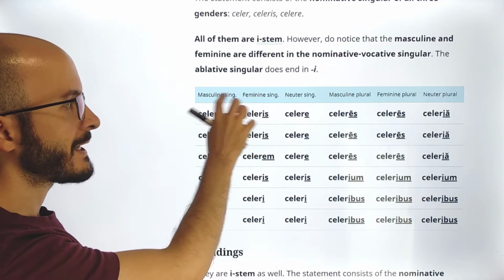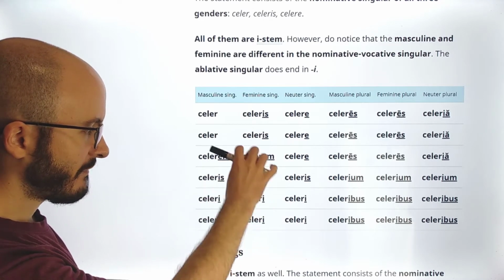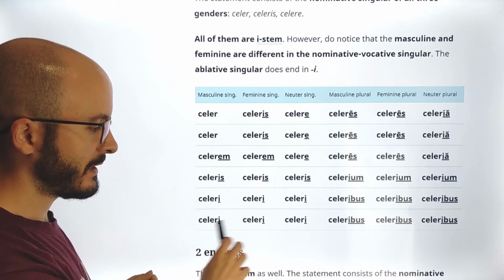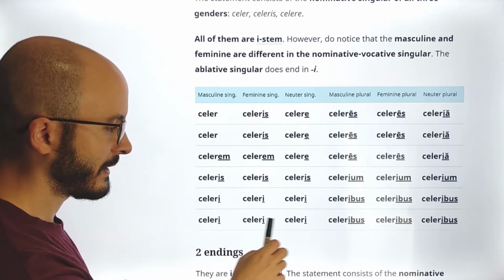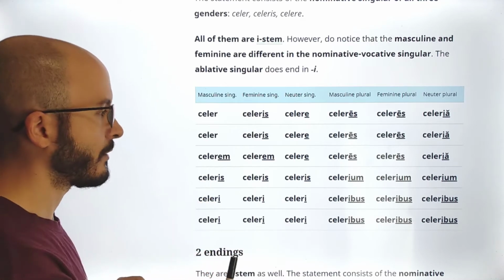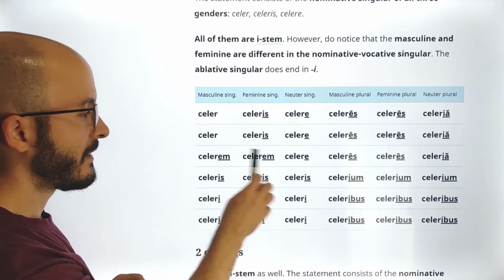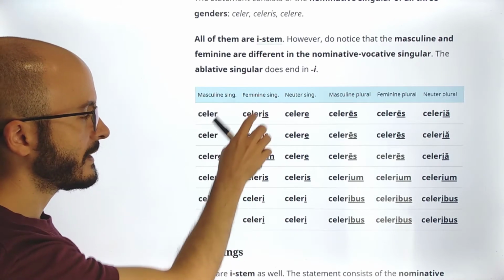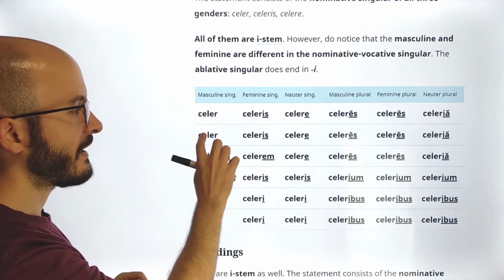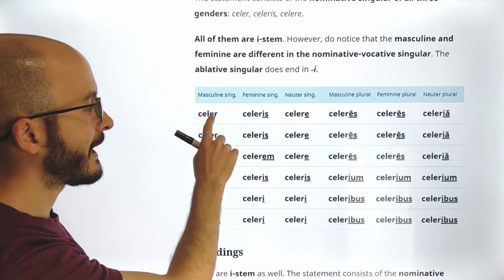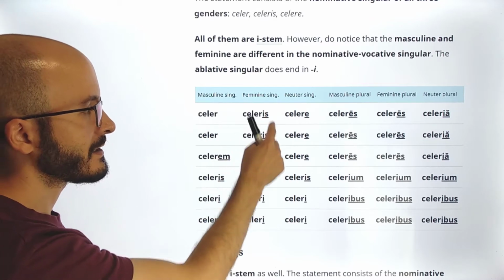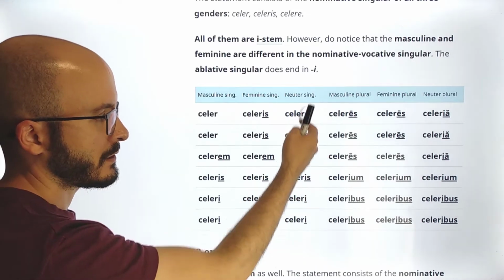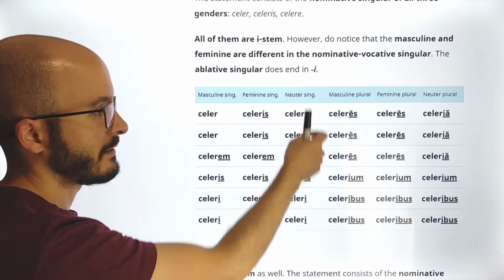Let's focus first on masculine and feminine. From the accusative, all of it is the same. Of course, notice that the ablative always finishes in I: celeri, celeri, celeri. It's not celere, celere, celere. Then, from the accusative, it is the same all the time in the masculine and feminine, but in the nominative and the vocative, they are different. So celer in the masculine, and then celeris in the feminine. Then, of course, neuter: celere, celere, celere. So all 3 cases are the same.